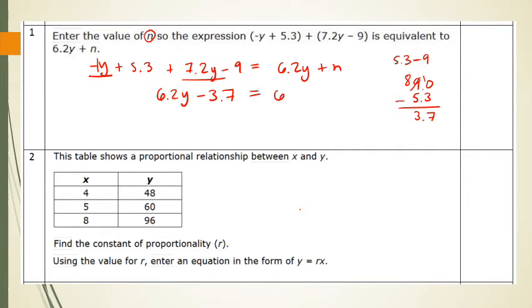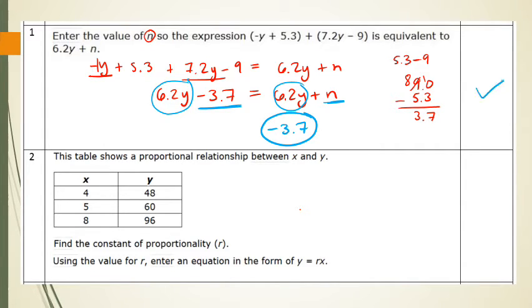And this equals 6 and 2/10 y plus n. So now you're hopefully noticing I have this term on both sides, which means n has to be equal to the other term. So this answer should have been negative 3 and 7/10. So take a moment and note if you had it correct.